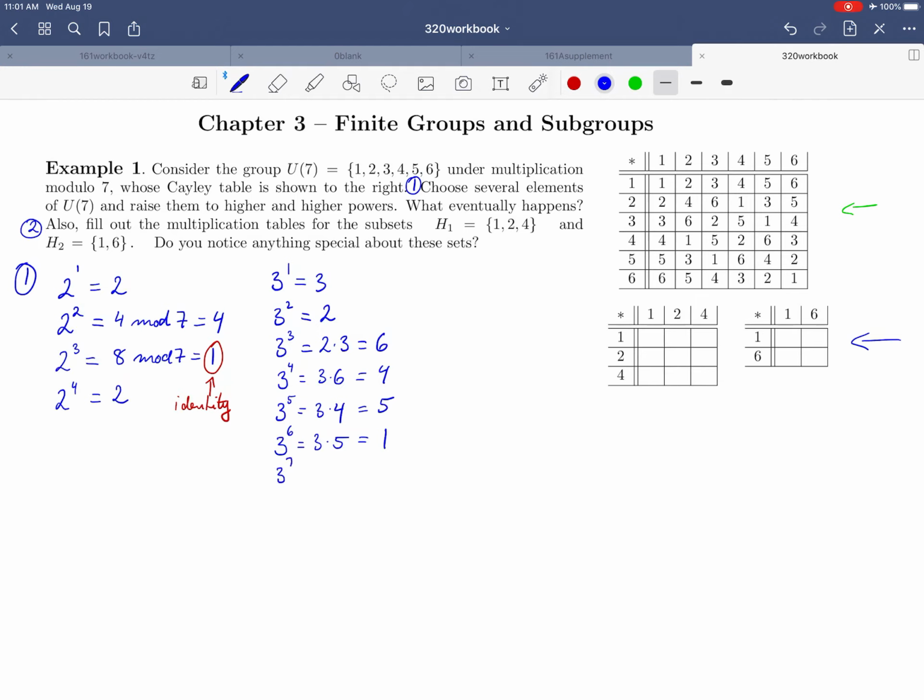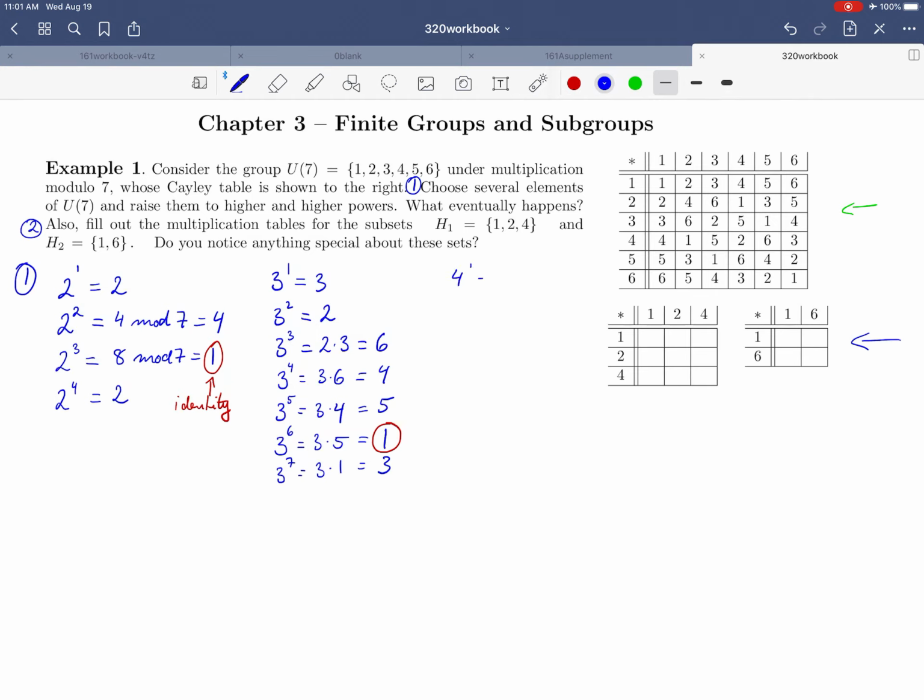Thank goodness we can stop here, because 3 to the 7th would be 3 times 1. We'd have 3, and we are cycling. We are starting over. So we can really stop right here when we again reach the identity. Okay, I wonder if this is a pattern. Let's pick another element. Let's go with 4.